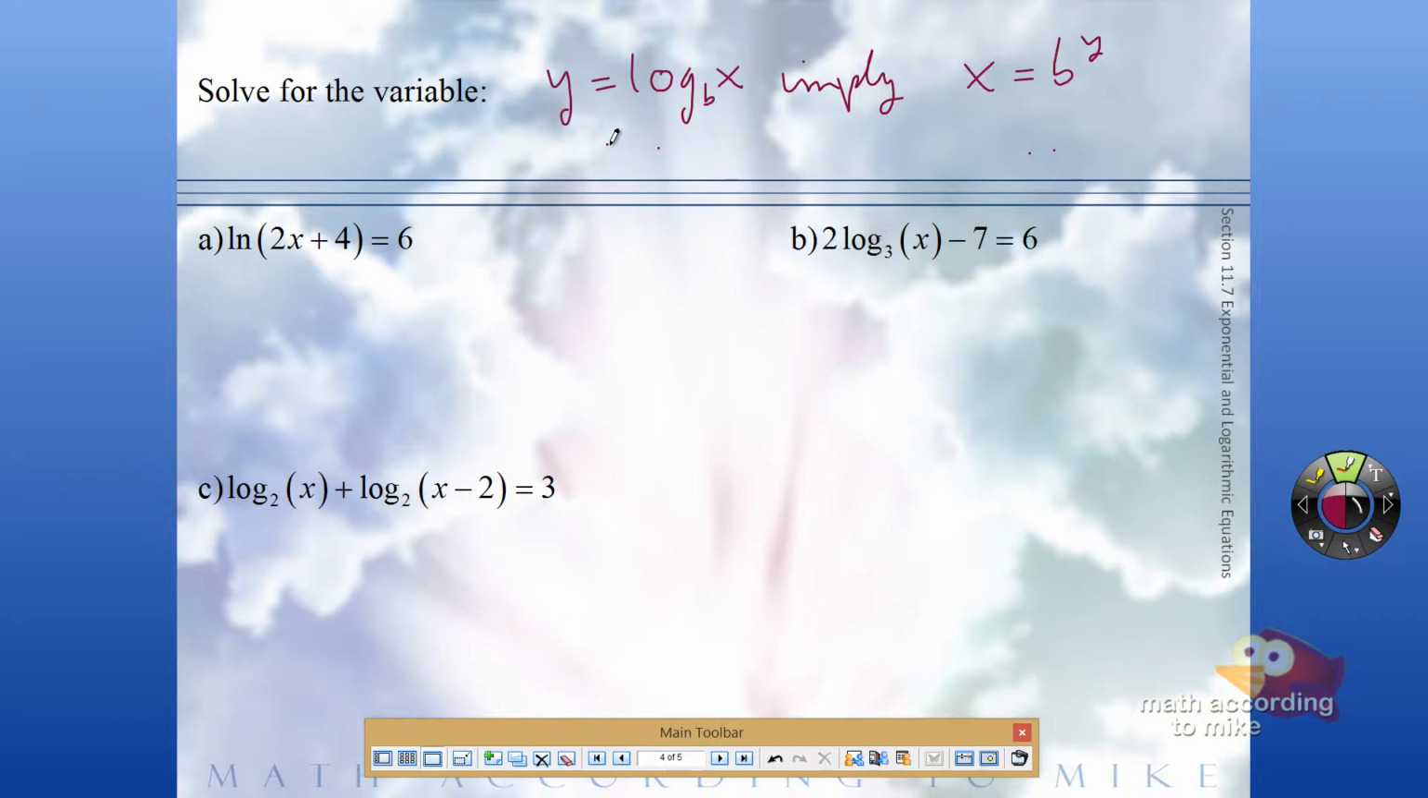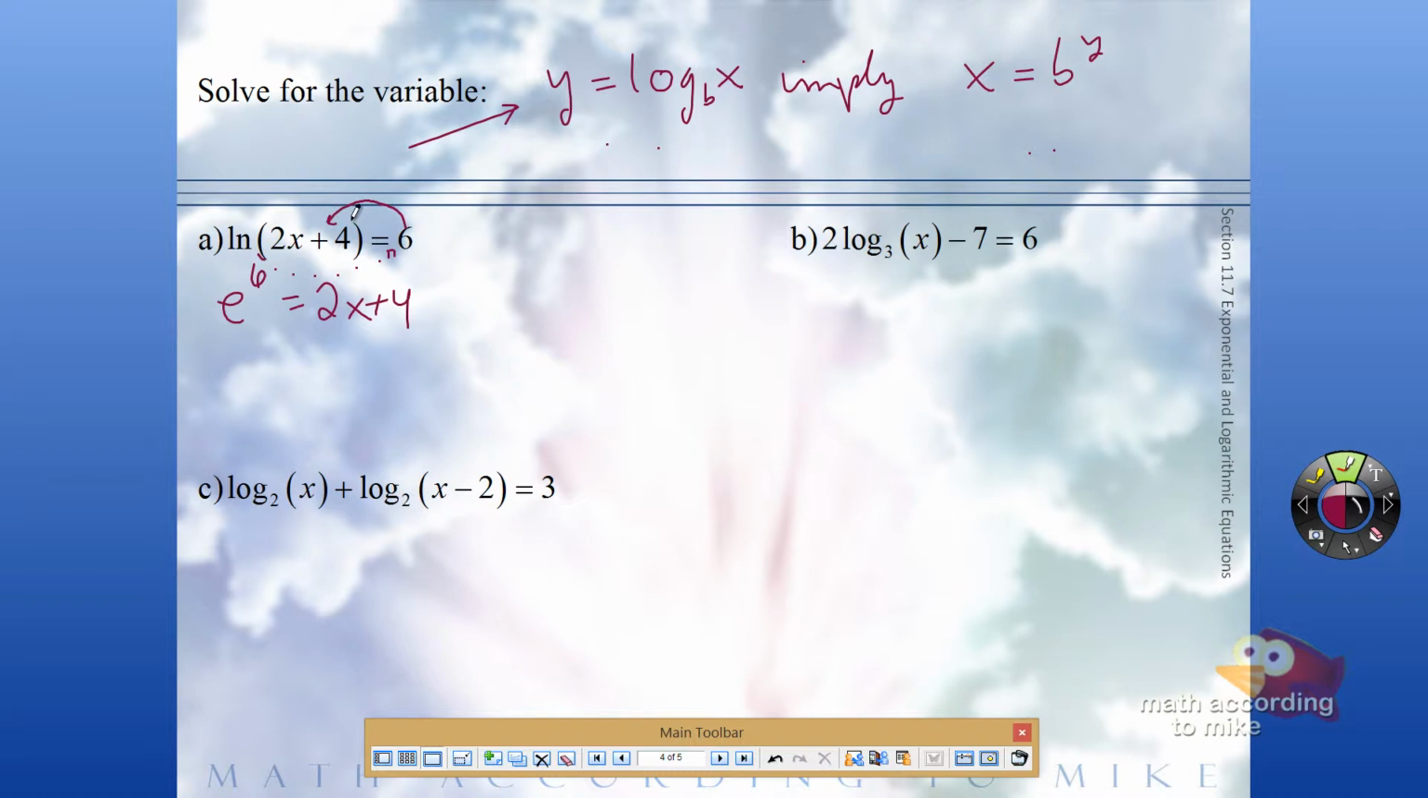So in part A here, we have a logarithmic equation because the variable's inside a log, but we don't have log equals log. So in that case, we're going to need to use our definitional logarithm here. To do so, remember the base of the log is the base of the exponent. What's the base of the log if it's a natural log? E. So the base of the log is E, the base of the exponent is E, so we'll say E to the 6th equals 2x plus 4.